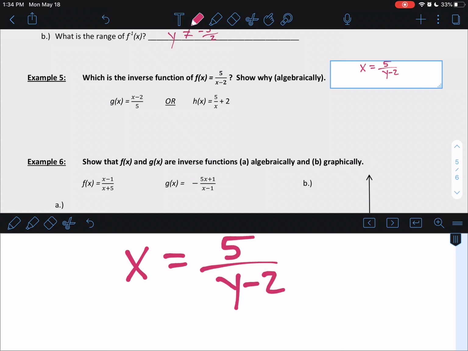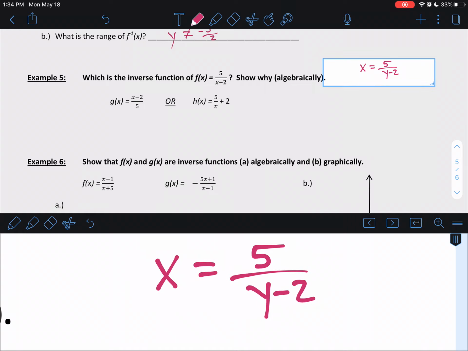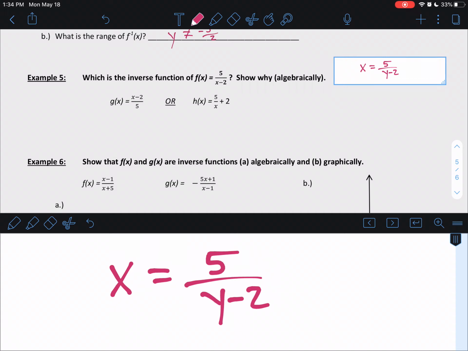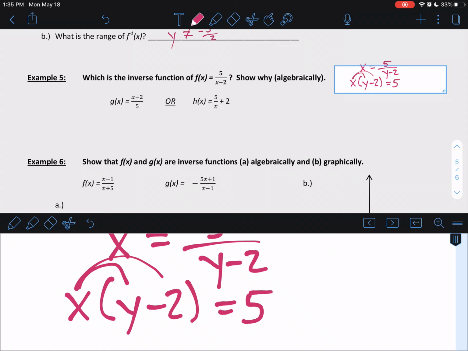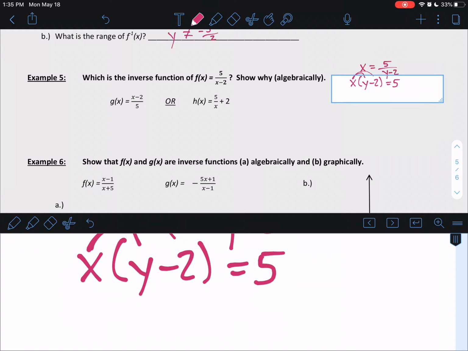And I want to get y all by itself. Can't do anything with that 5. Can't do anything with that x. And that y minus 2, I can do something with that. So I'm going to multiply both sides by y minus 2. So that gives me x times y minus 2 equals 5. And this is one of those ones where the x is outside, so I'm distributing. So x times y is xy minus 2x equals 5.